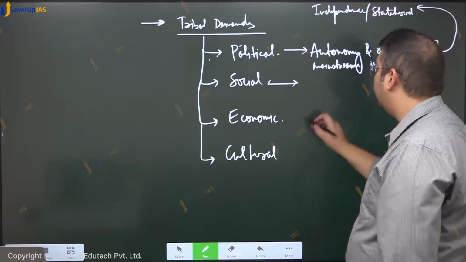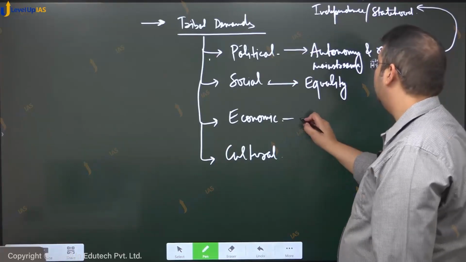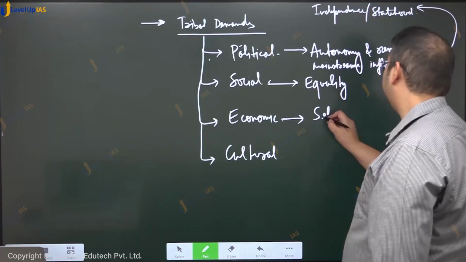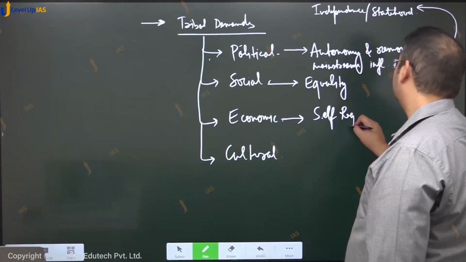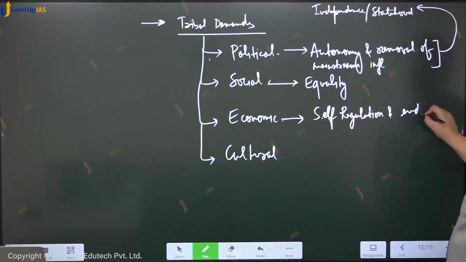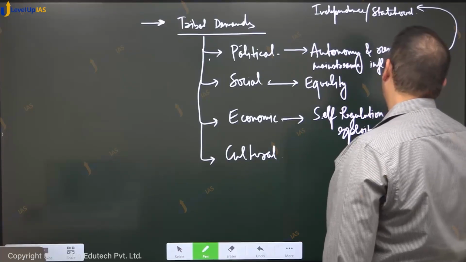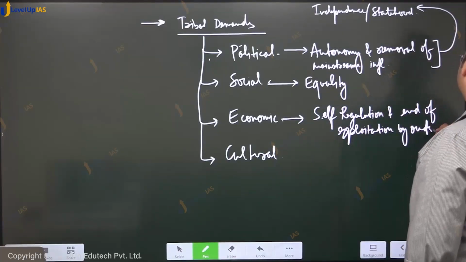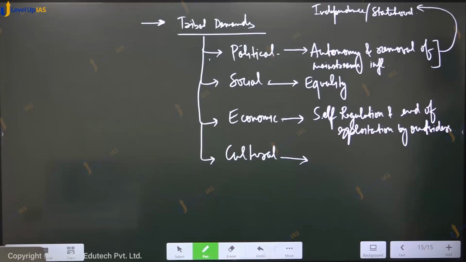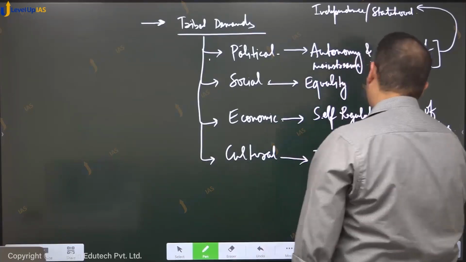Socially, they wanted equality. Economically, they wanted self-regulation and end of exploitation by outsiders. Culturally, they wanted protection of their native cultures.